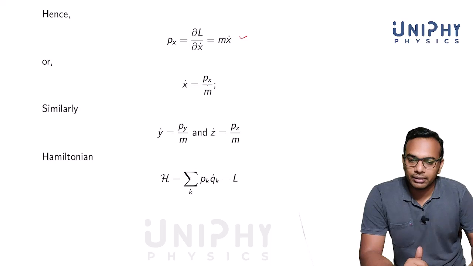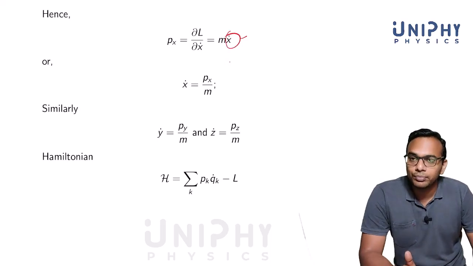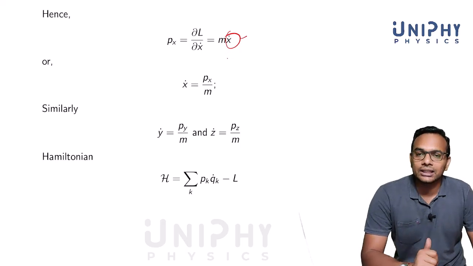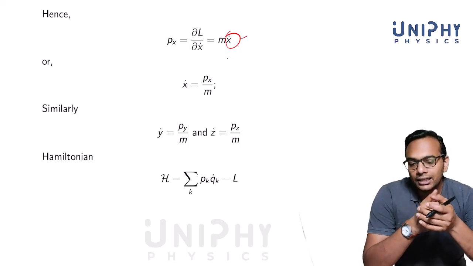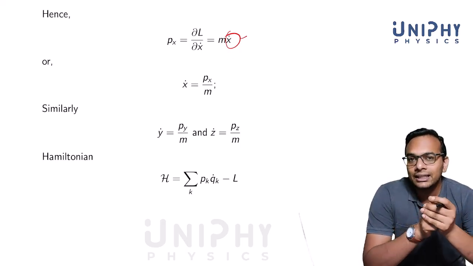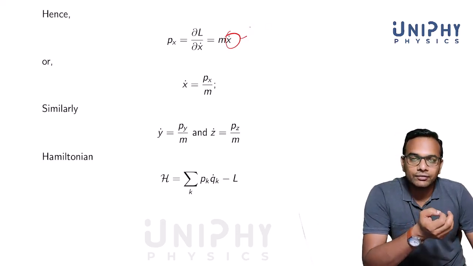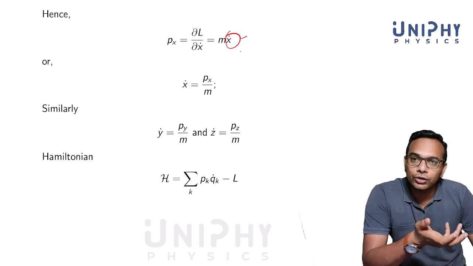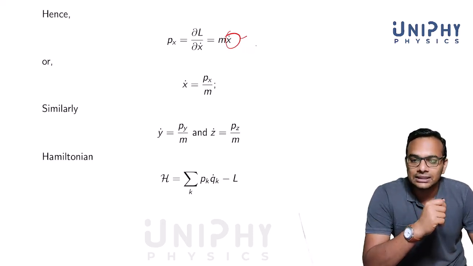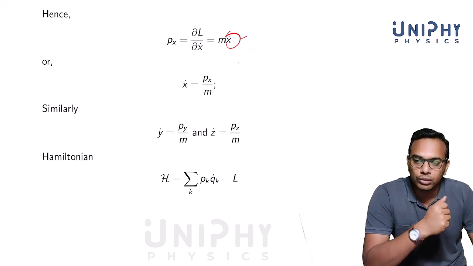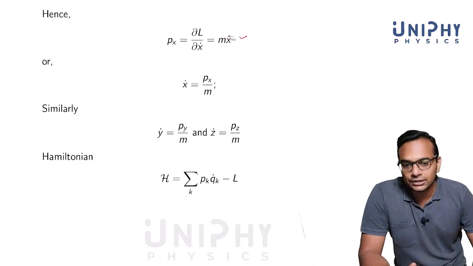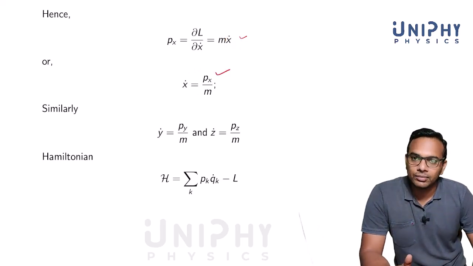So px equals m x dot, and what we need is actually x dot in terms of px, because in the final Hamiltonian that we obtain, we don't need any x dots or y dots. We'll have to get rid of all these x dots, or generalized velocities, in favor of the generalized momenta. So we say that x dot is equal to px by m. This is what we mean by inverting the equation.